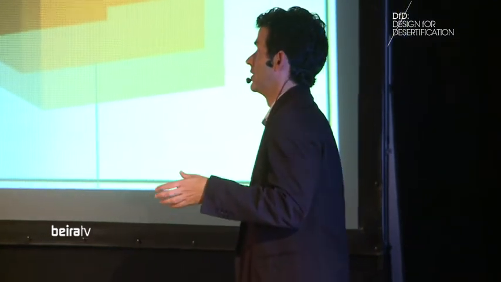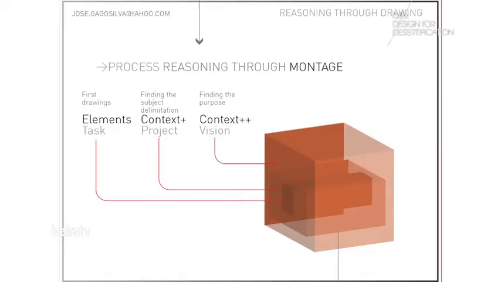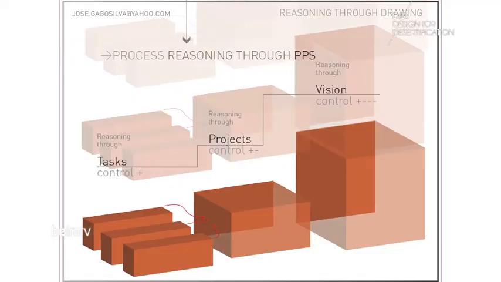Another interesting thing is that this process of reasoning can be related to a method of montage. Recalling again the sequence that I told you, the element task is related to a context. That context is a project, and that context of a project can be related with the vision. So, in this way, the student mentally is going to assemble all the elements, and will perform a better way to assemble the information.